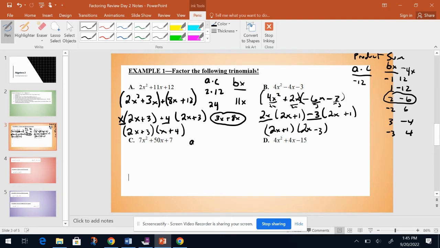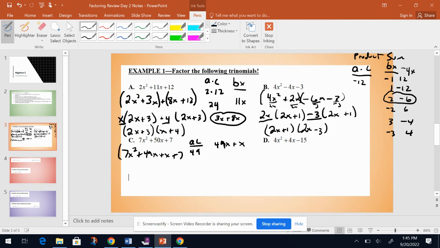Okay, so A times C is 49. I'm looking for two numbers that multiply to 49 and add to 50. Well, that would be 50. I'm sorry, 49 and 1, right? So I have 49x plus 1x. Okay, 49x plus 1x. So I'm going to replace. 7x squared stays the same. This plus 50x is going to become a 49x plus x plus 7.